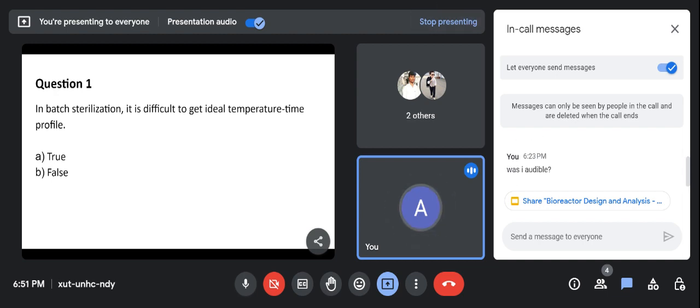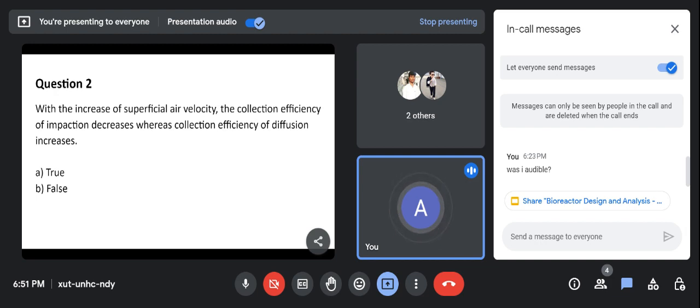Alright, since I don't see an answer in the chat, I'll just move on. It is in fact true. When you're doing a continuous sterilization, it's easier to get the ideal temperature versus time profile. But when you're doing a batch sterilization, it's much more difficult. In case you don't have a doubt, let's move on to question number 2.